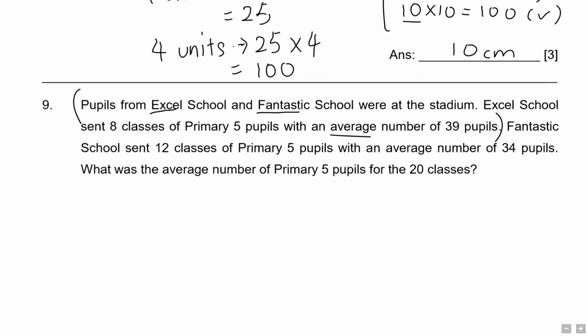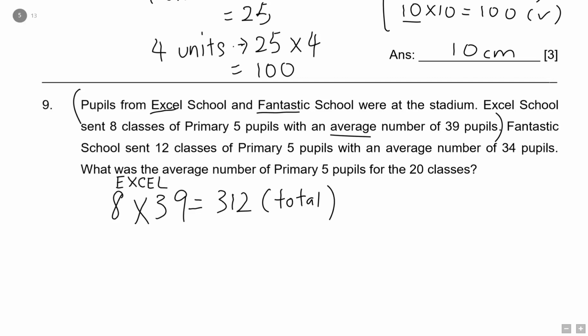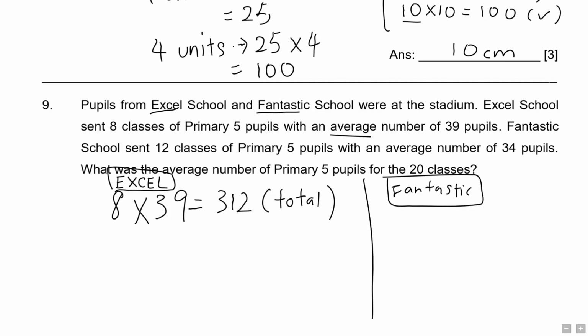So if they are all together 8 classes, and one class is about 39, let's find out the total, shall we? The total for 8 classes for Excel will be 312. And let's put a heading to show that this is a school called Excel. Then we know that we also want to have another column, but this time round the column is for this school called Fantastic. So let's continue the story.